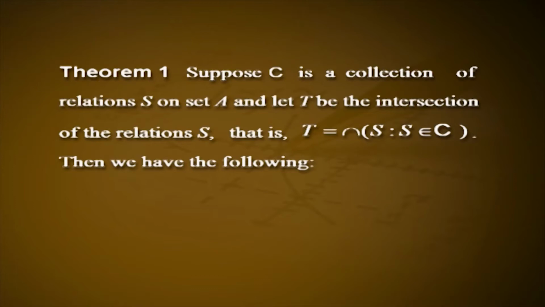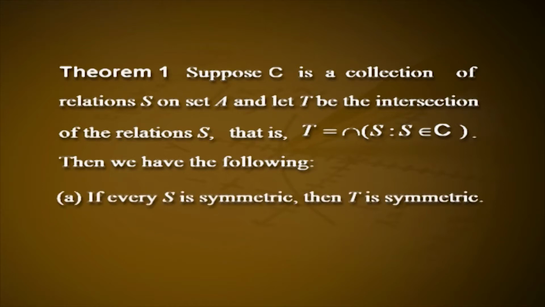Then it can be shown that a relation R is transitive if and only if R raised to n is a subset of R for every n greater than or equal to 1. Theorem 1. Suppose C is a collection of relations S on a set A and let T be the intersection of the relations S, that is, T is equal to the intersection of all S such that S belongs to C. Then we have the following.